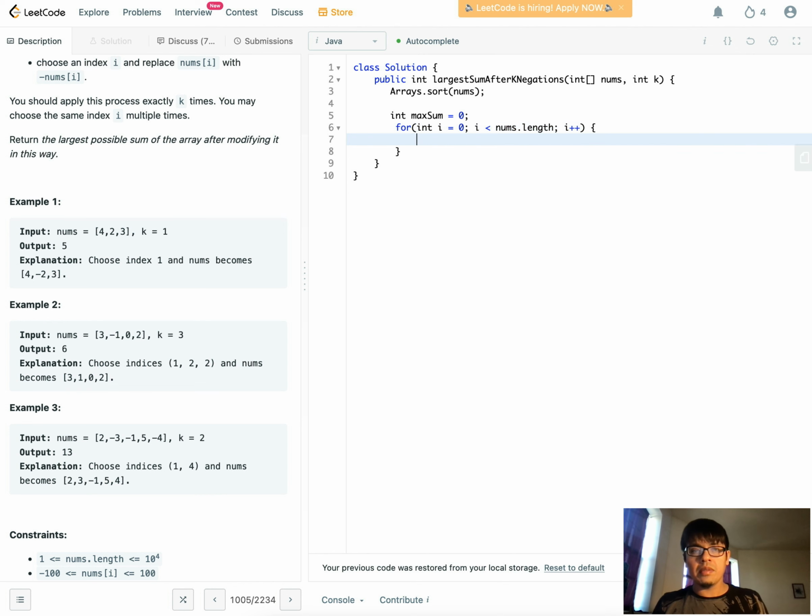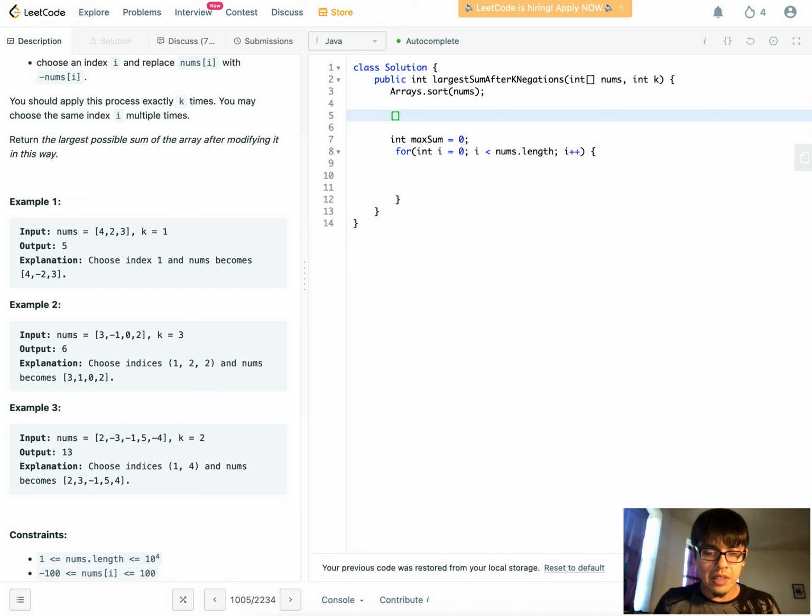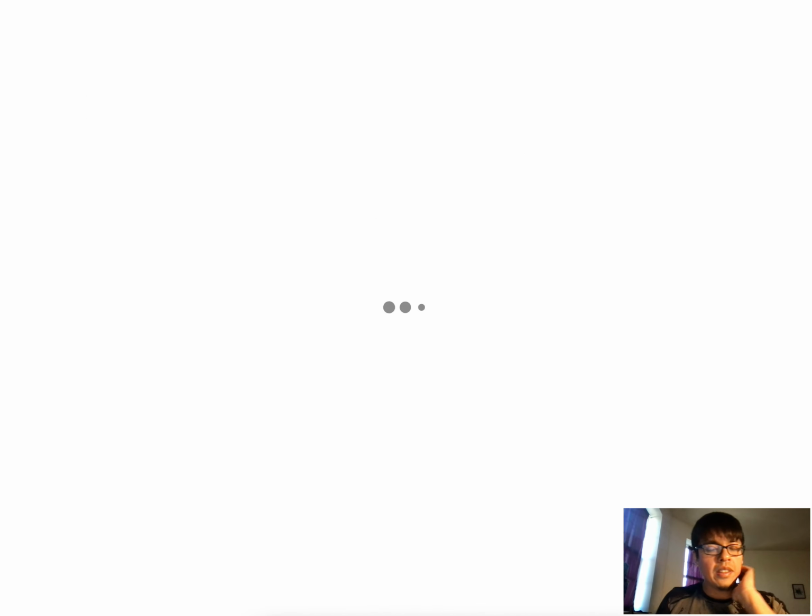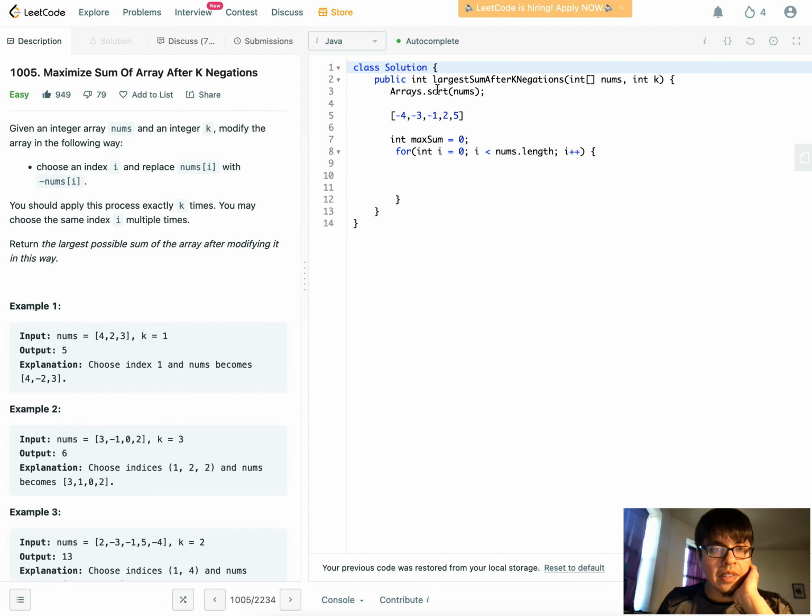And so what's the strategy that we're going to apply? We have to think about the different types of inputs. If we have all negative numbers, negative 4, negative 3, negative 1, 2, and 5, I'm going to take this last input here. Well, here's the thing.